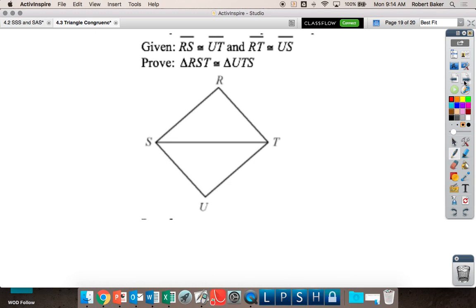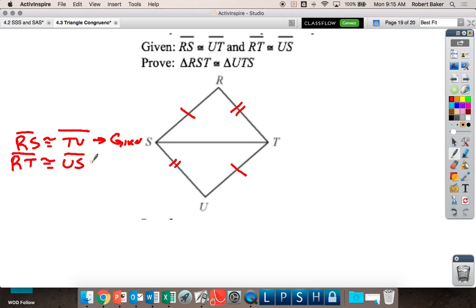So it says given RS and UT are congruent. So could we mark that on the picture? Tell me how to mark that. This one and this one are the same. So RS is congruent to TU. That's given. And RT and US are the same. That's also given to me.